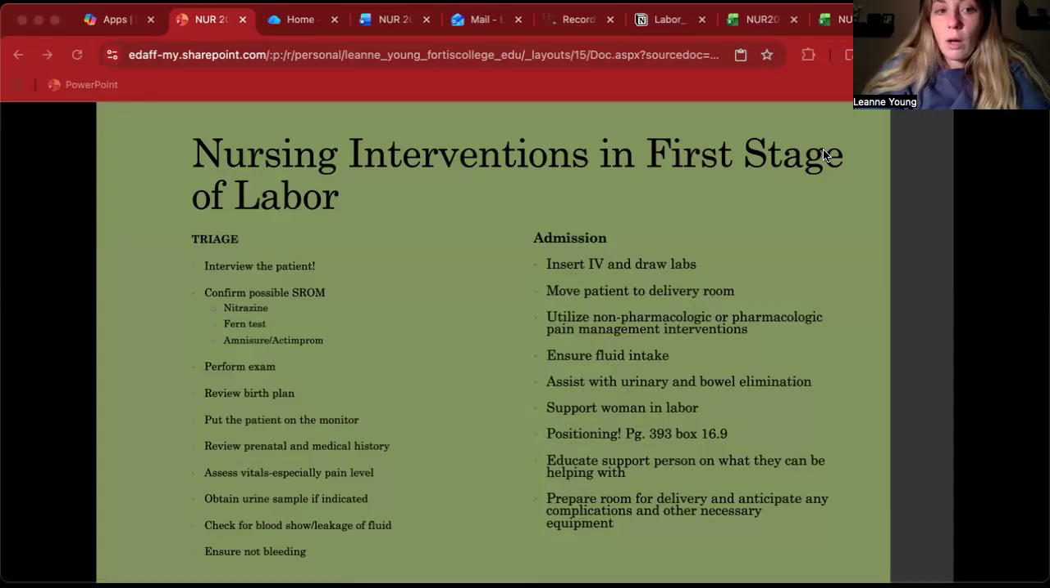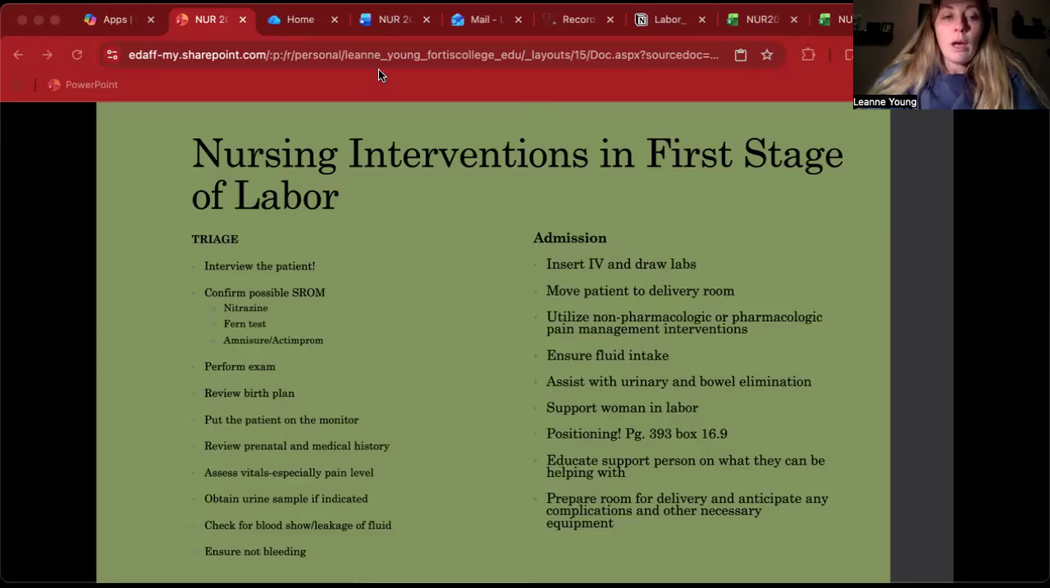If mom says that her water broke, we're going to get a couple tests. So a nitrazine paper or a Fern test. That's when the provider will look and get a swab of the vaginal fluid and look under a microscope at it. And ferning would mean that there is presence of amniotic fluid. An amnisure or an actin prom is also a swab of the vaginal canal that can test for presence of amniotic fluid in the vagina, which would be a positive, and that means that the mom's water has indeed broke.